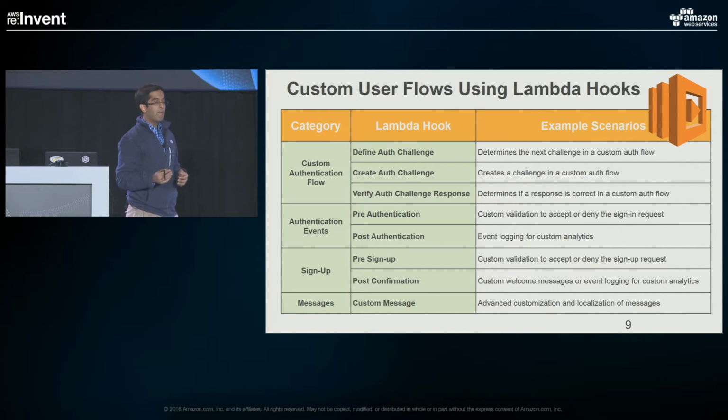In the same way, imagine that user goes through the registration process, they go through an email verification, and then they finally reach a confirmed state. At that point, you can invoke the post-confirmation hook to execute some specific logic, like sending a custom welcome message or custom analytics. The last one is the custom message.